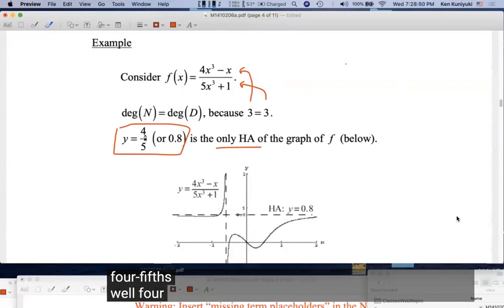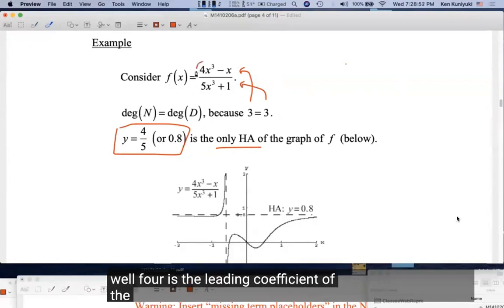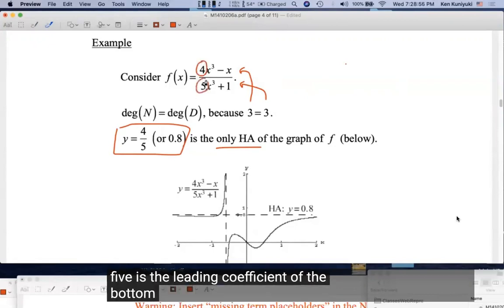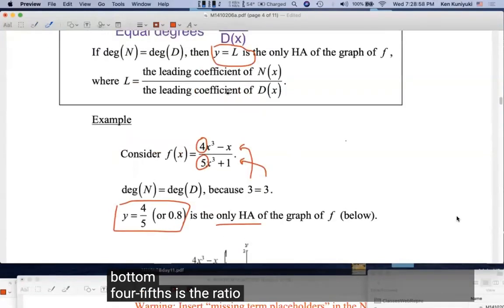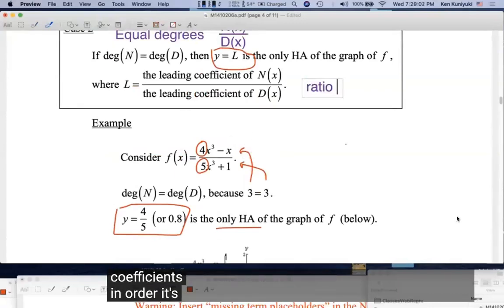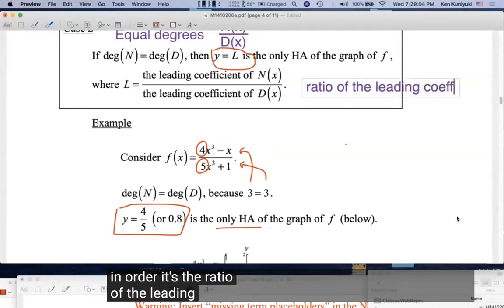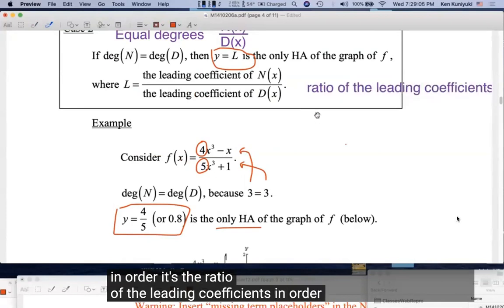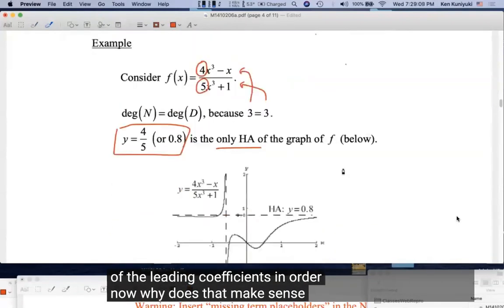Well, 4 is the leading coefficient of the top. 5 is the leading coefficient of the bottom. 4/5 is the ratio of the leading coefficients in order. Now, why does that make sense?